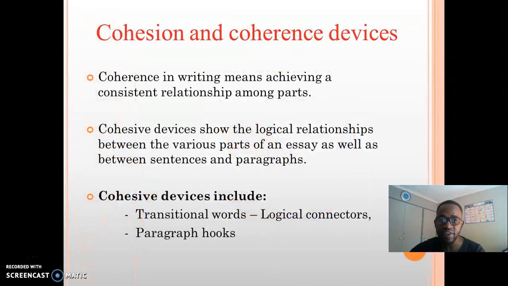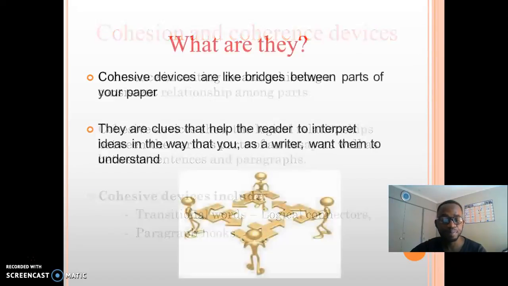Cohesion and coherence devices. Coherence in writing means achieving a consistent relationship among parts. Cohesive devices show the logical relationship between the various parts of an essay, as well as between sentences and paragraphs. Cohesive devices include transitional words, logical connectors, paragraph hooks.